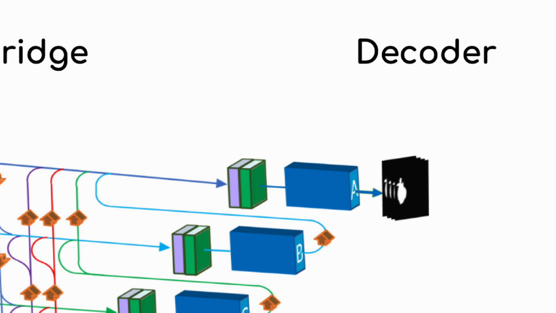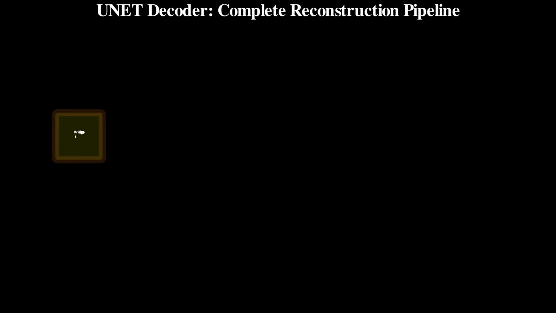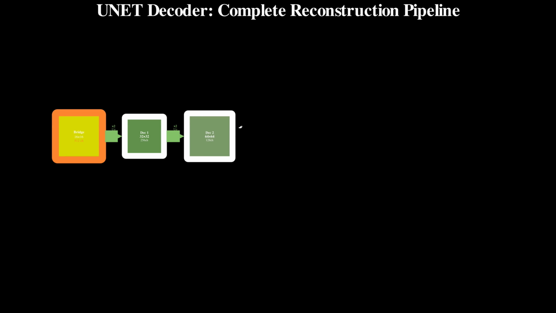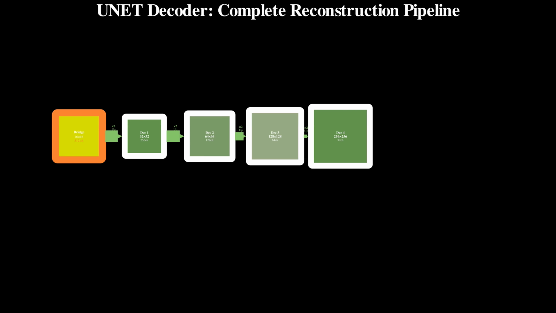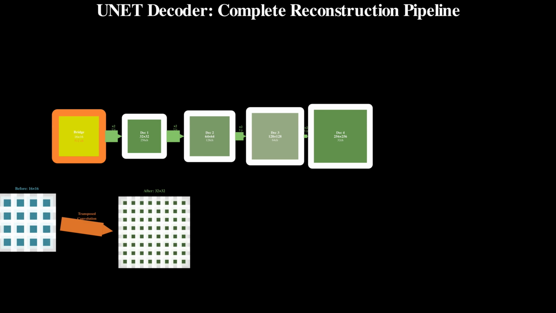Now let's move on to the decoder, the final part of the UNET. This is where the segmentation mask is made and the spatial dimensions are unraveled. The UNET decoder starts with compressed 16 by 16 features from the bridge. Progressive upsampling expands to 32 by 32, 64 by 64, 128, and so on. Watch this upsampling in action. These smaller pixel grids become larger, more detailed representations of the image.